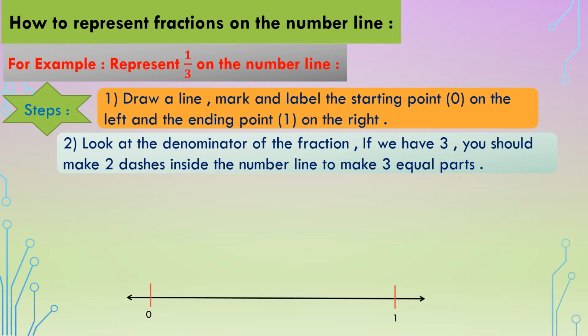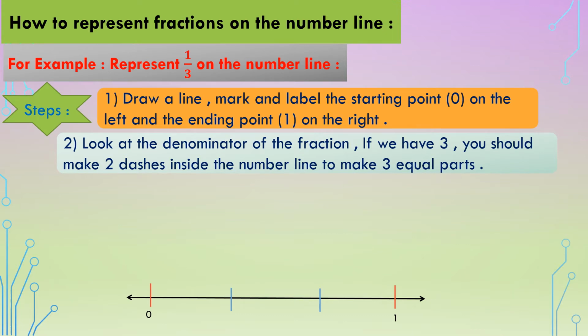What shall we do? You should make 2 dashes inside the number line, like this, to split it into 3 equal parts. Another example. When the denominator is 5, how many dashes will we need to split the number line into 5 equal parts? Subtract 1 from the denominator, so we will need 4 dashes.